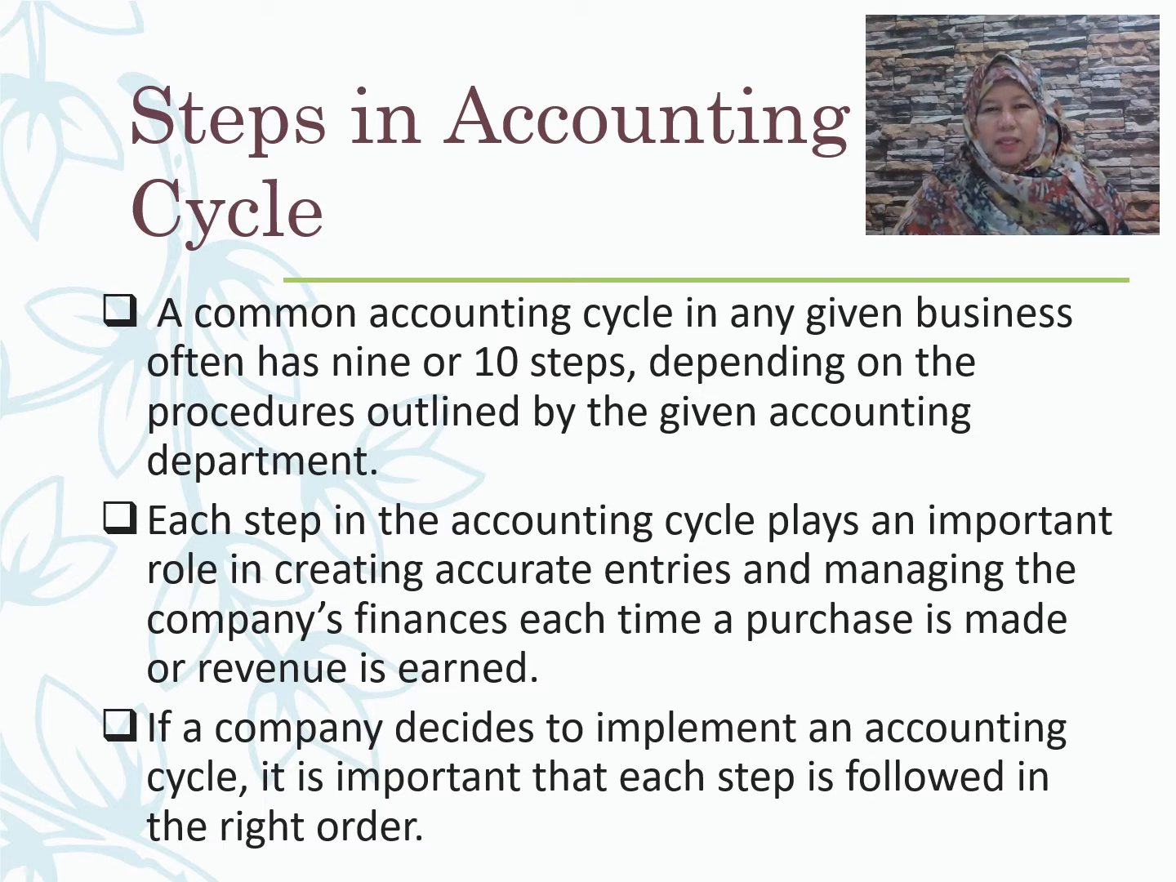Steps in accounting cycle. A common accounting cycle in any given business often has 9 or 10 steps, depending on the procedure outlined by the given accounting department. Each step in the accounting cycle plays an important role in creating accurate entries and managing the company's finances each time a purchase is made or revenue is earned. If a company decides to implement an accounting cycle, it is important that each step is followed in the right order.